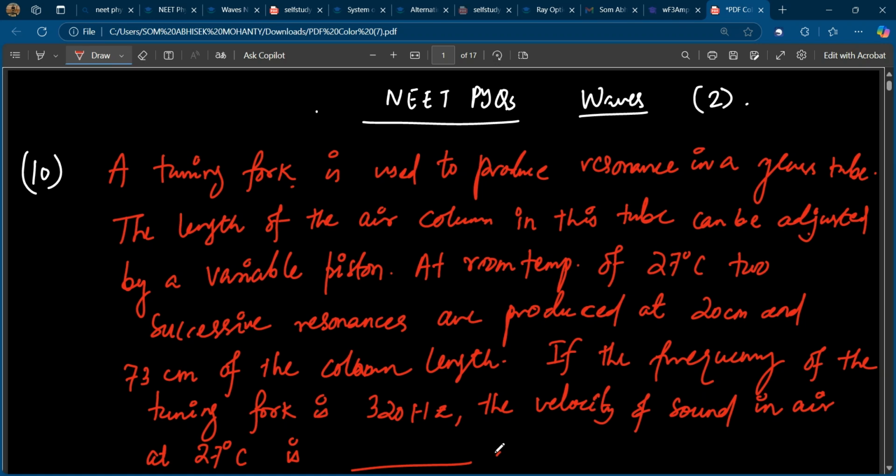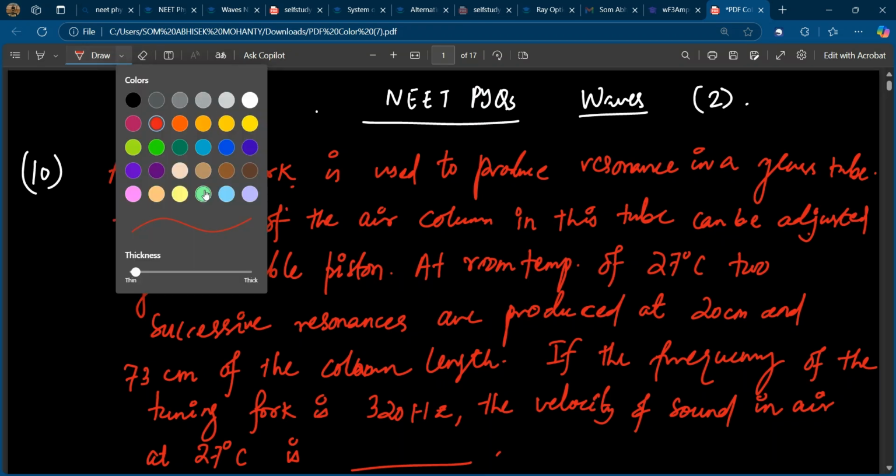A tuning fork is used to produce resonance in a glass tube. The length of the air column in this tube can be adjusted by a variable piston. At room temperature of 27 degrees Celsius, two successive resonances are produced at 20 centimeter and 73 centimeter of the column length. The frequency of the tuning fork is 320 Hz. The velocity of sound in air at 27 degrees Celsius is. Okay, try. You have 1 minute to solve this question.